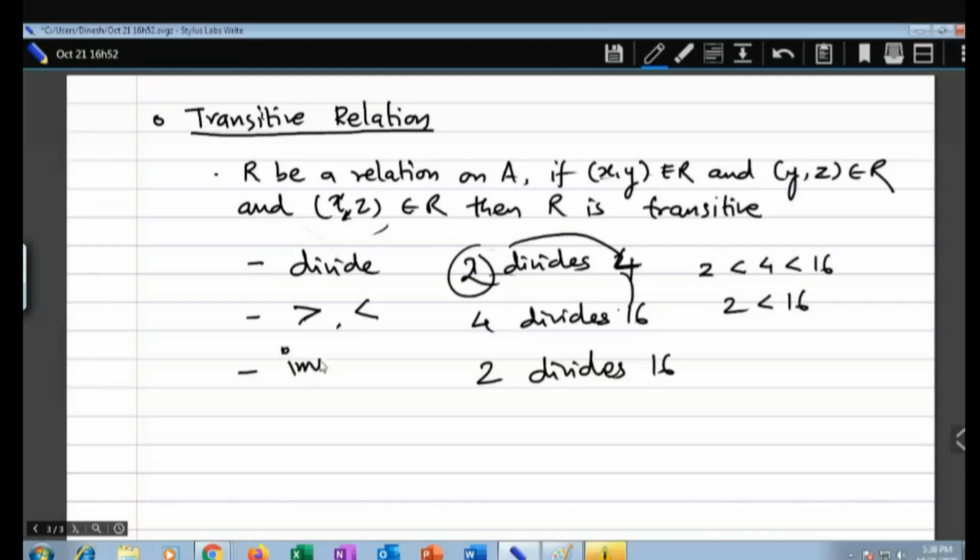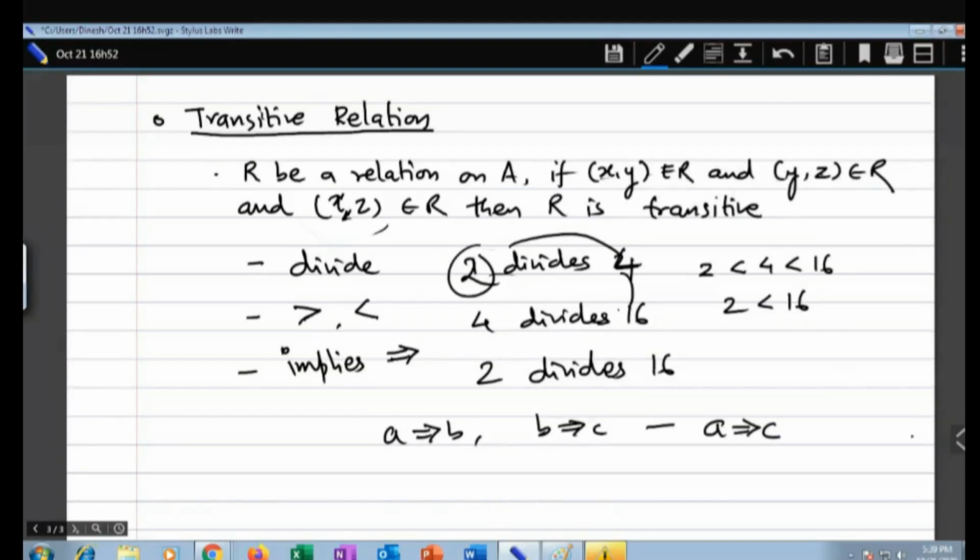Even the implies operation, which you may have seen in propositional logic, is transitive. A implies B, B implies C, then ultimately A implies C. So the transitive relation is like (x, y) is in R, (y, z) is in R, then ultimately (x, z) must be in R.